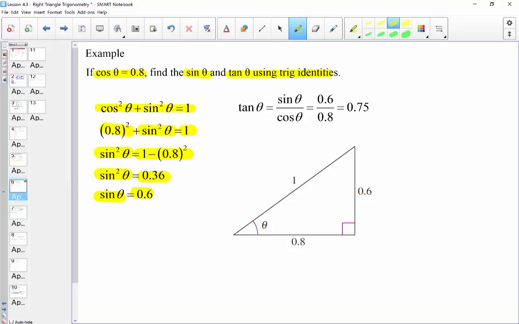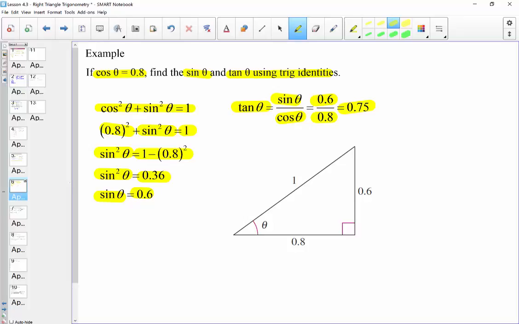So we now know the cosine of theta and the sine of theta. And we're also told in the problem to find the tangent of theta. Using our trigonometric identities, we know that the tangent of theta is equal to the sine of theta over the cosine of theta. Since we know that the sine of theta equals 0.6 and the cosine of theta equals 0.8, we can substitute those in and solve to get 0.75.